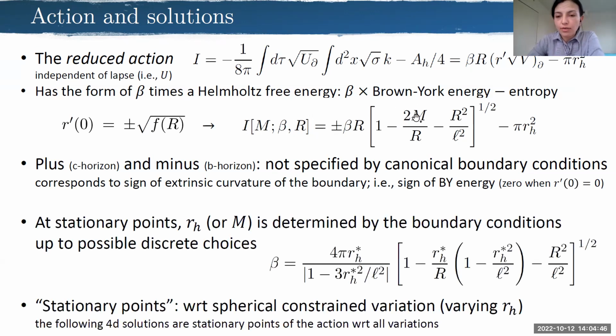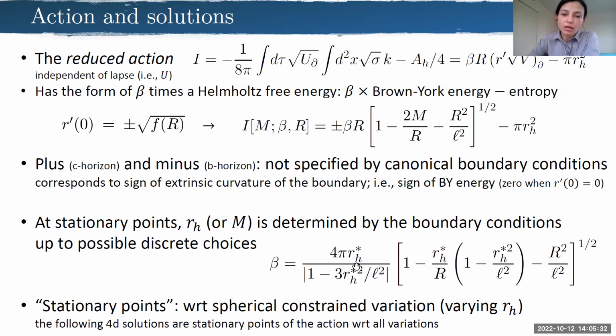This function, this variable M or horizon size, doesn't matter. This is a free parameter that I have in my action. And I can obtain the stationary points of this action simply by taking the derivative of this action with respect to RH or M. And for the stationary points, I have a relation between the value of the horizon and the system boundary radius R and also the temperature. So the horizon radius for stationary points is determined through this relation up to some possible discrete choices.